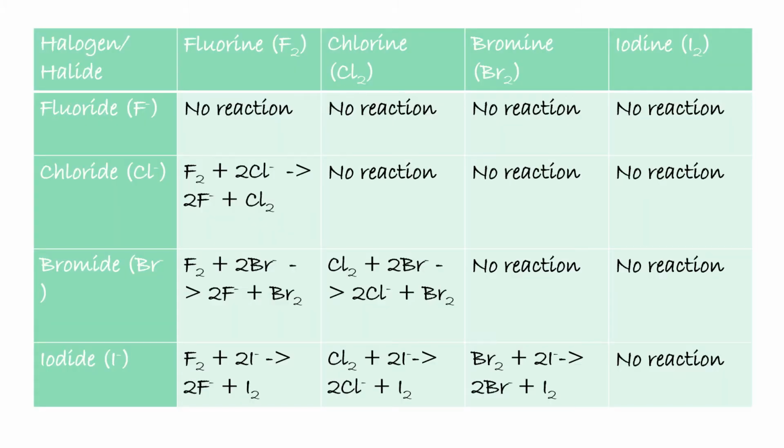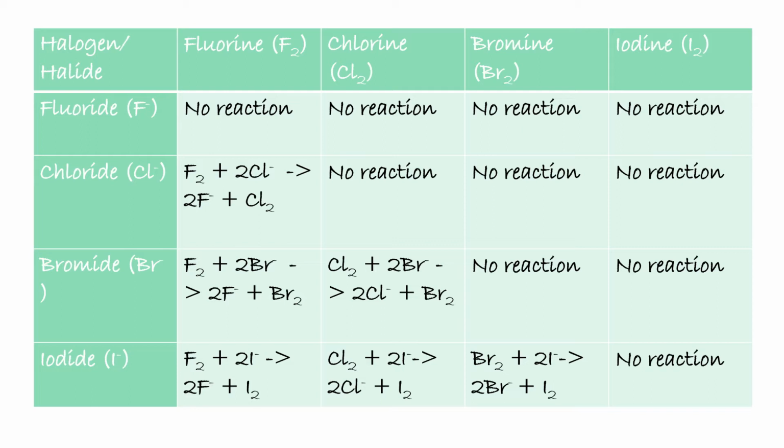So now we're going to look at our displacement reactions table. Here are our halogens: fluorine, chlorine, bromine and iodine. As we know, fluorine is the most reactive halogen, so it's able to displace chlorine, bromine and iodine. It won't displace itself, and none of the halogens will displace themselves. They can only displace elements that are below it.